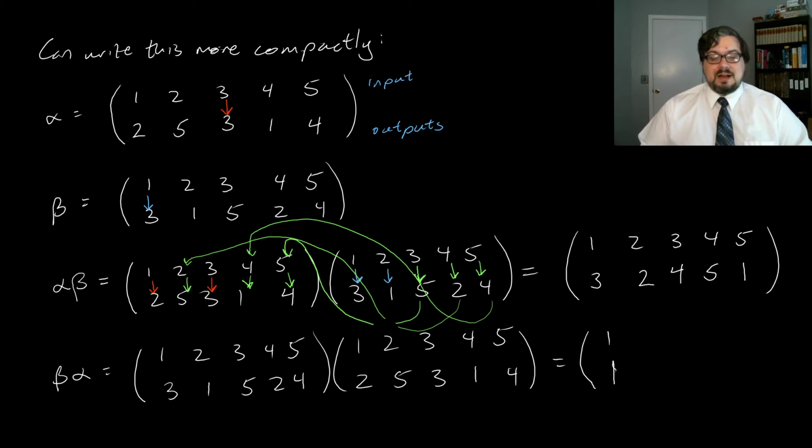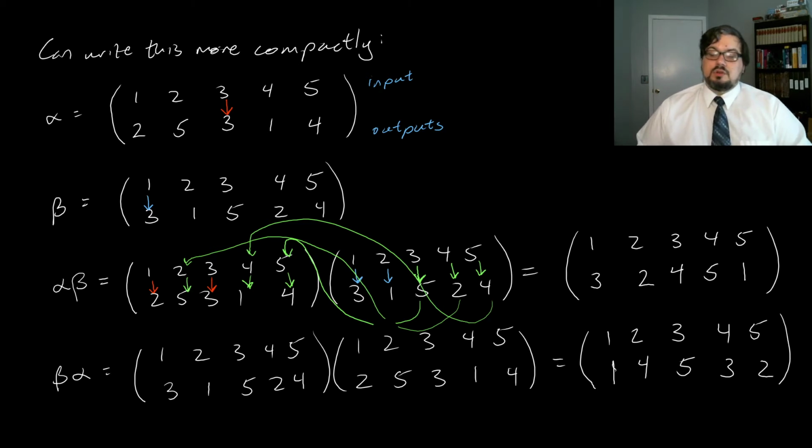In alpha, 2 goes to 5, and then 5 goes to 4. In alpha, 3 goes to 3, and then in beta, 3 goes to 5. In alpha, 4 goes to 1. In beta, 1 goes to 3. And then in alpha, 5 goes to 4. And in beta, 4 goes to 2. So the product of beta times alpha is this second product that we've got down on the lower right. That sends 1 to 1, 2 to 4, 3 to 5, 4 to 3, and 5 to 2.